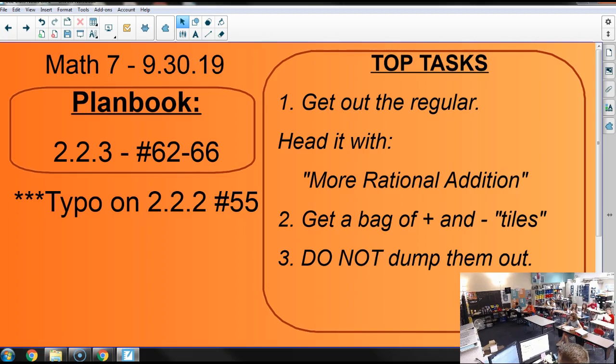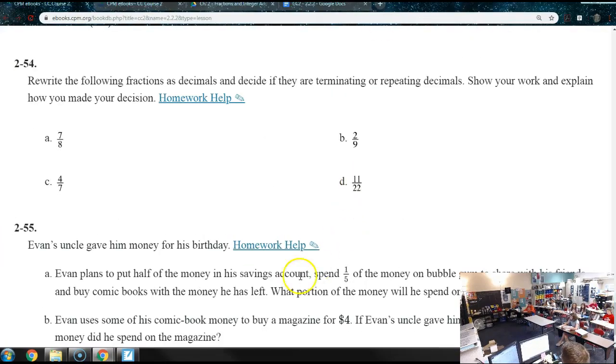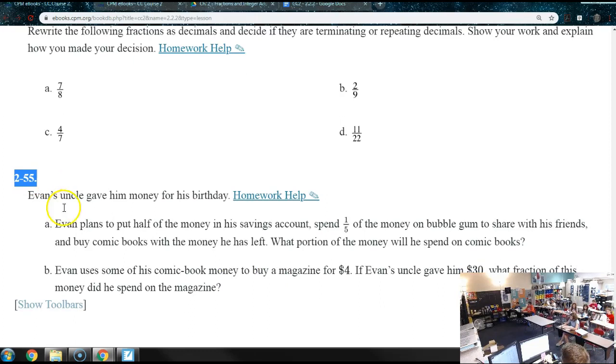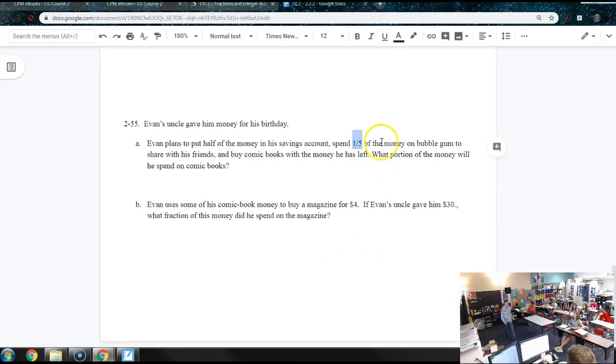So today, first thing we want to talk about, there was a typo on number 55 of the 222 homework. If you get out your 222 homework real quick, this should have been 1/5. Now, if you guessed that it was supposed to be 15% and you solved the problem that way, that's fine. Leave your work that way. Your answer being right or wrong doesn't matter that much. But I wanted to let you guys know what it is. And I did make the change on my sheet now, so in the future, sorry.